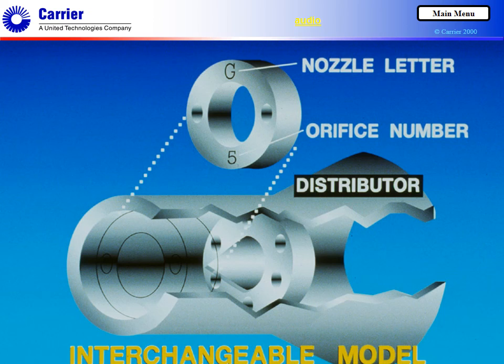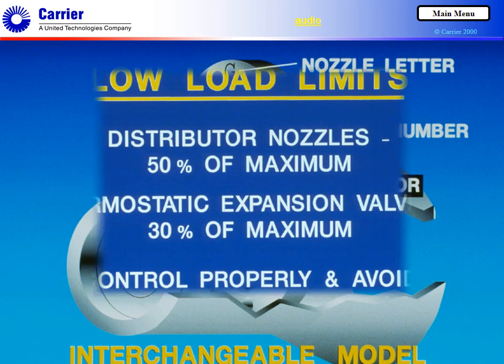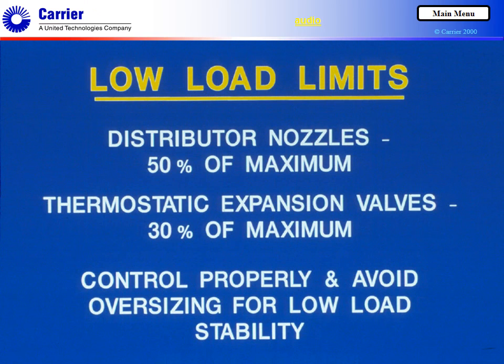Its purpose is to provide a pressure drop which thoroughly mixes the refrigerant liquid and gas so that each circuit gets an equal mixture of gas and liquid. Other distributors rely upon the internal design of the distributor to evenly mix gas and liquid. Both distributor nozzles and thermostatic expansion valves have low load limitations. They function poorly below these limits.